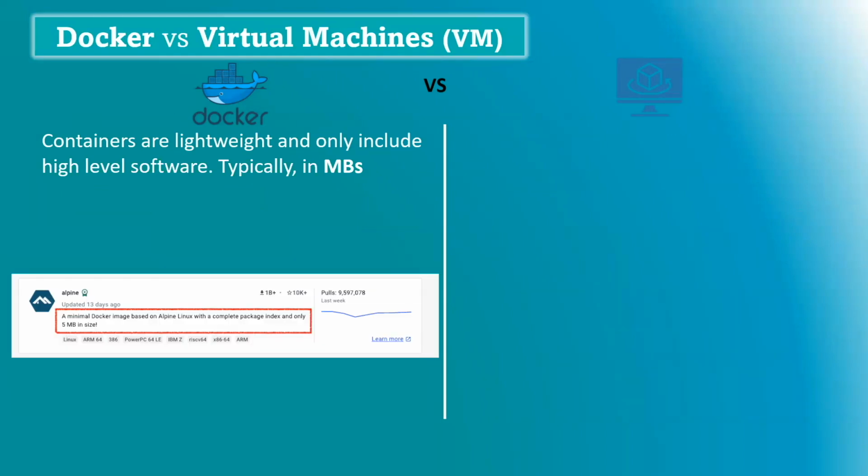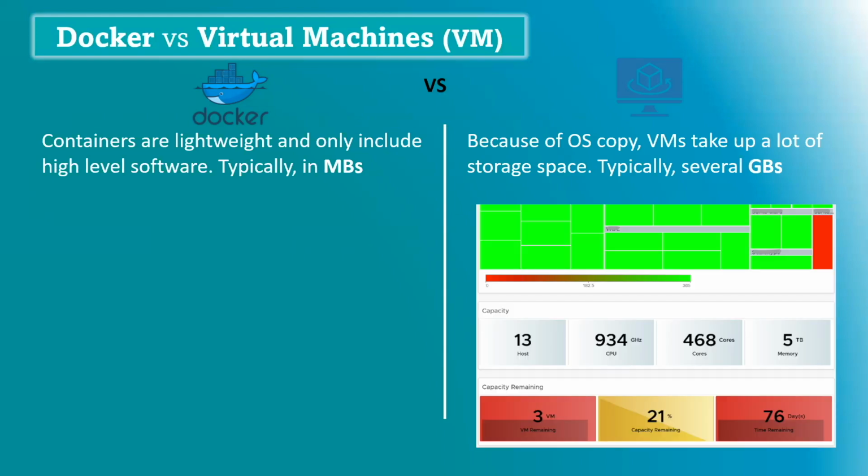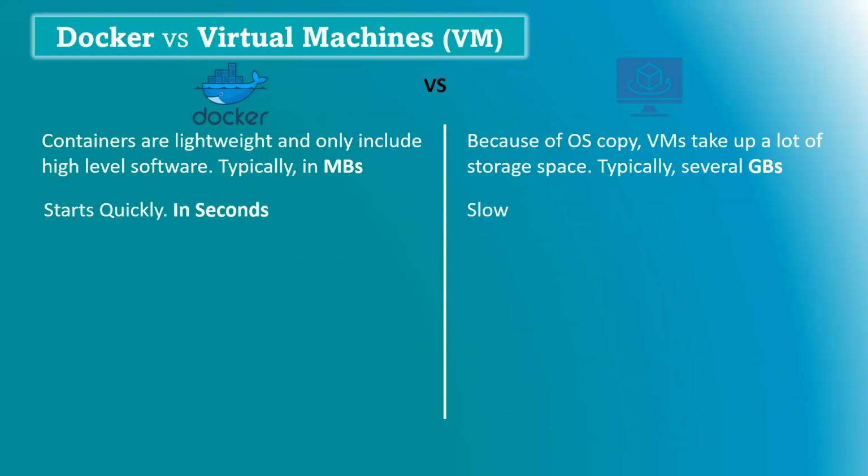The average container size is in MBs. In contrast, due to the dedicated guest operating system copy, VMs take up a lot of storage space. An average VM size will be several gigabytes. Containers start quickly, in a couple of seconds. In contrast, virtual machines require a comparatively longer start time. On average, under normal conditions, a VM can take a couple of minutes to start.